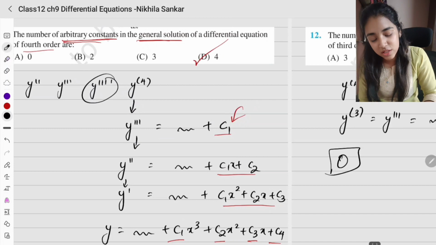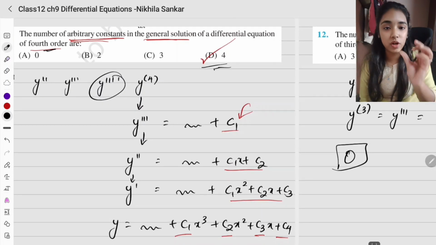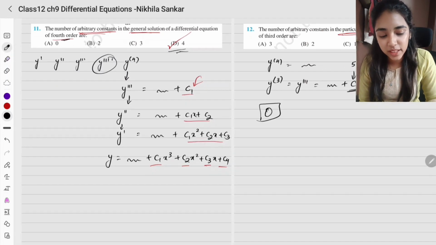In that case the answer is 4. The number of constants is the same as the order. Okay, so with this we are done with exercise 9.2.